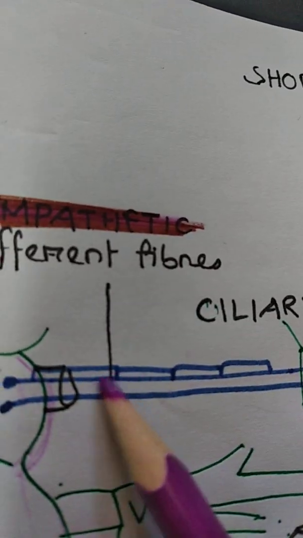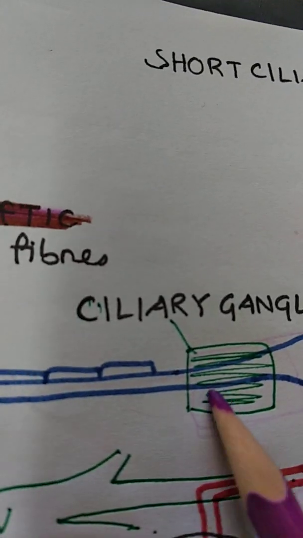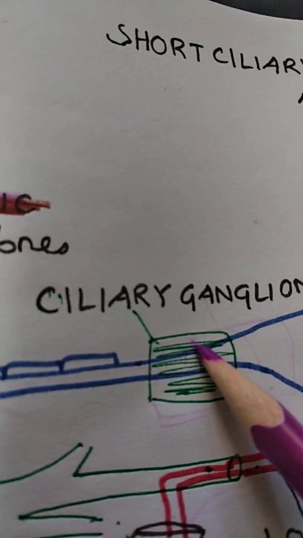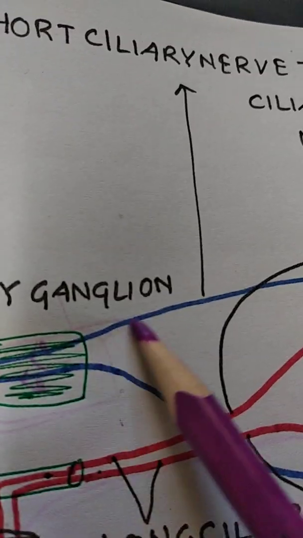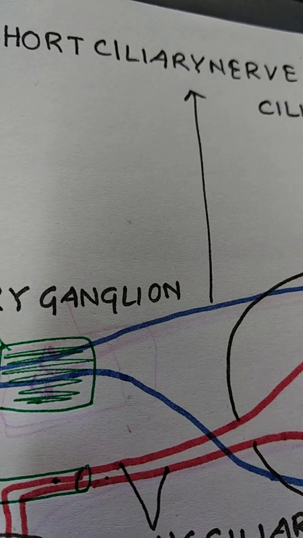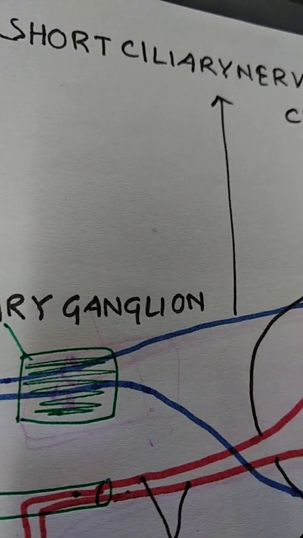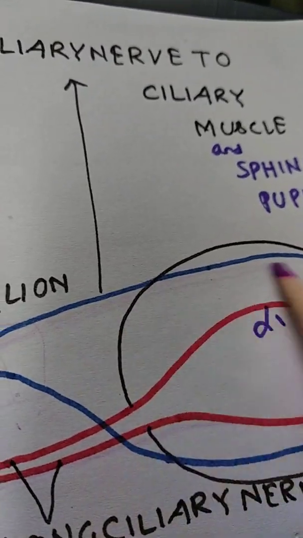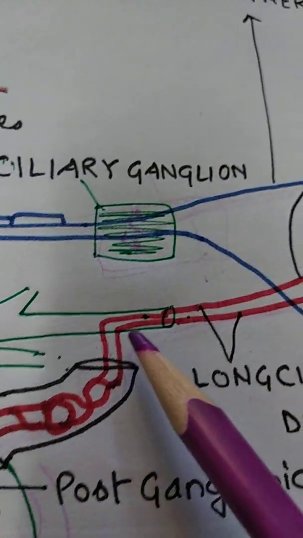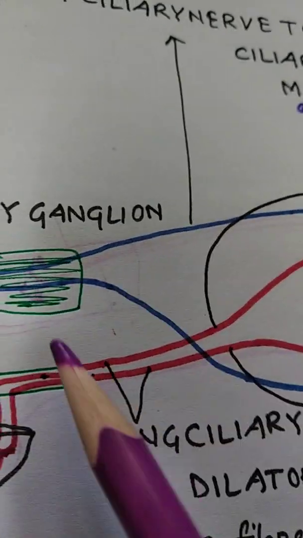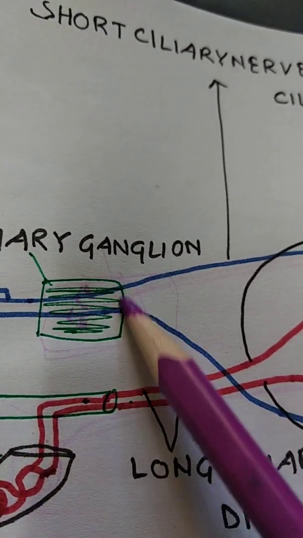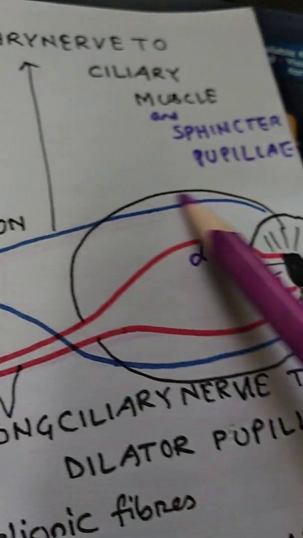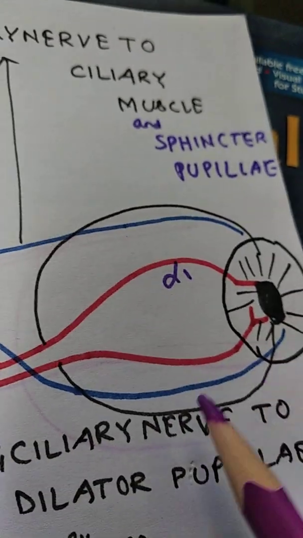So from the cranium, the oculomotor nerve is arising, and this is the ciliary ganglion. So this is the preganglionic fiber and this is the postganglionic fiber. And for your knowledge, we should know that the postganglionic fiber of the parasympathetic is much shorter as compared to the sympathetic postganglionic fiber, because the parasympathetic ganglion is always near the effector organ. Here our effector organ is the eye.